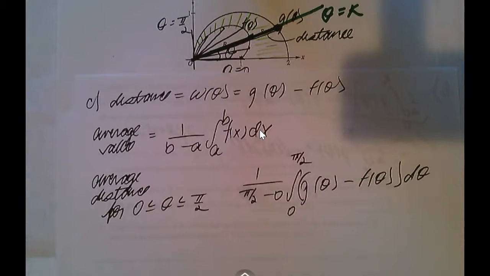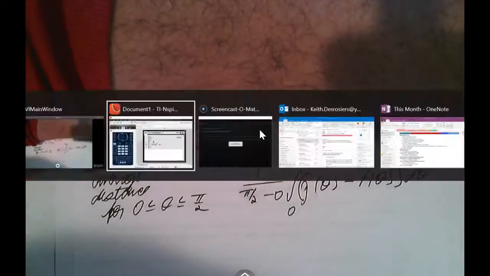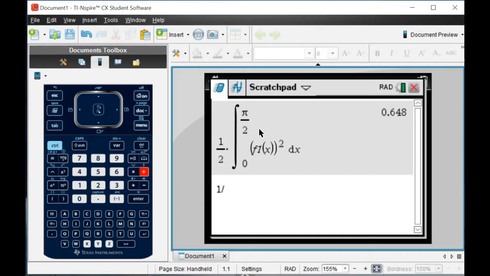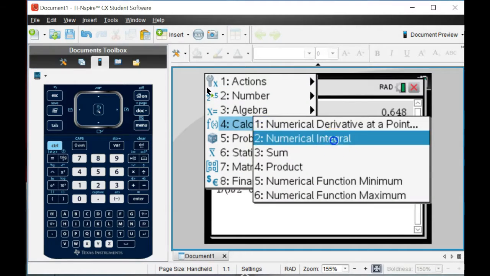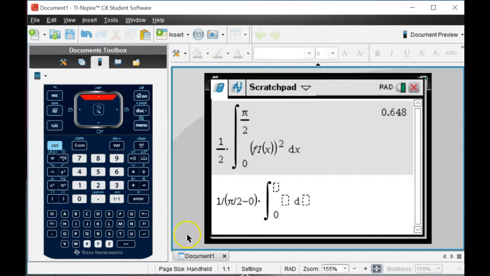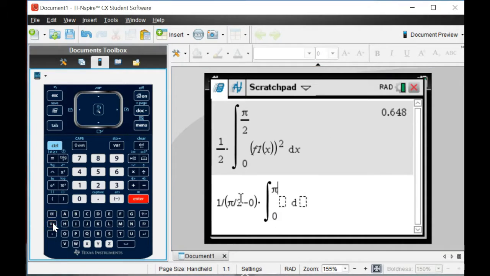All we're going to do is we're going to type this into the calculator. Calculator is going to do the work yet again. So let's do this. 1 divided by parentheses pi divided by 2 minus 0 if you want to. Clearly you don't have to do that. Times menu calculus numerical integral from 0 to pi divided by 2. Now I need g of theta, that was my second function, minus f of theta, that's my first function.